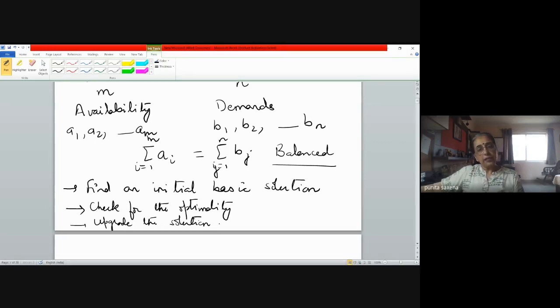Once we have upgraded the solution, then again we check the optimality. If it's optimal, we stop. Otherwise, we further upgrade till optimality is attained.